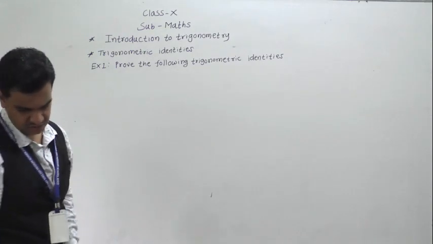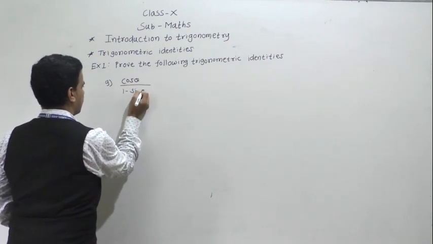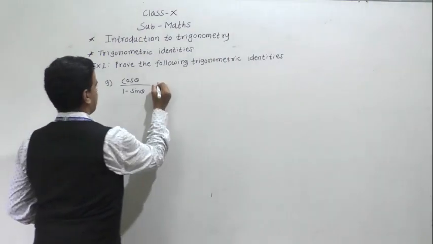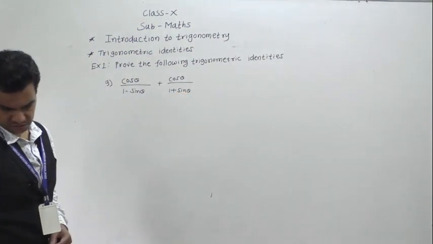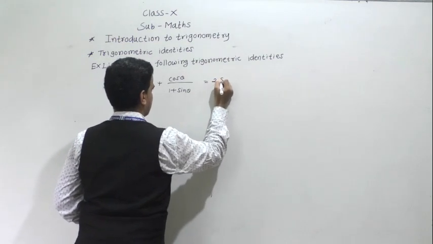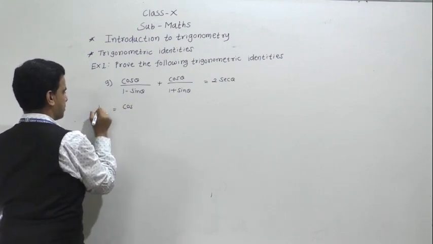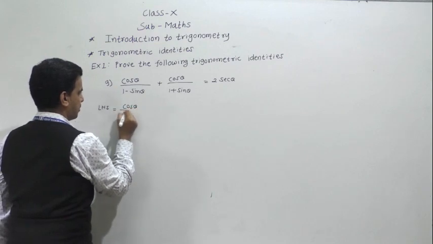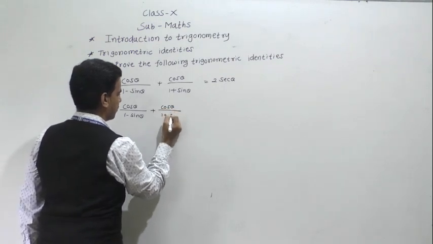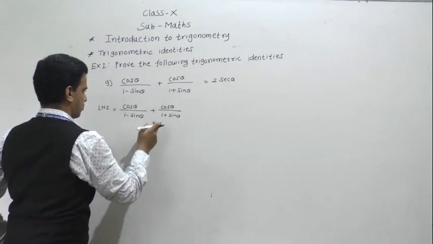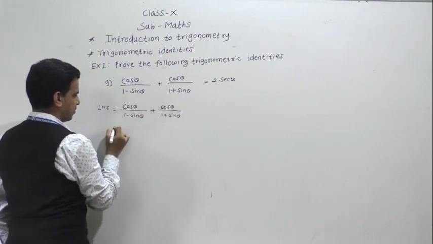The 9th one is cos theta upon 1 minus sin theta plus cos theta upon 1 plus sin theta is equal to 2 sec theta. So here, LHS first I am writing: LHS is equal to cos theta upon 1 minus sin theta plus cos theta upon 1 plus sin theta. So cross multiply, but here if we observe, in the numerator cos theta we can take common.